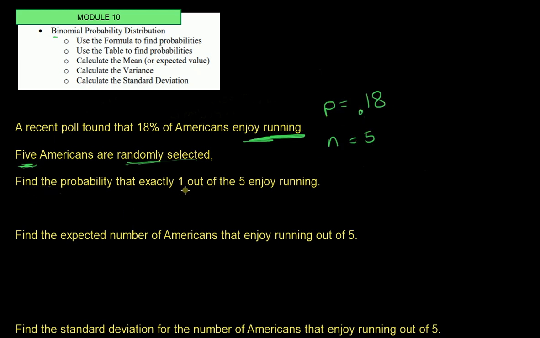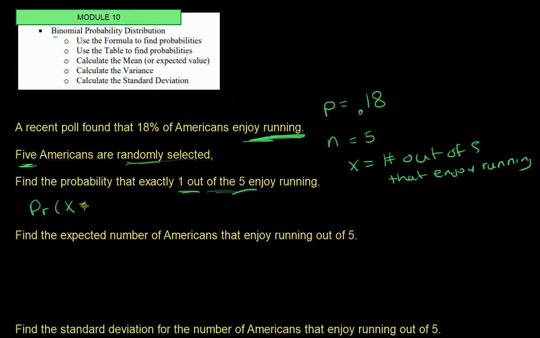Find the probability that exactly 1 out of the 5, so that means 1 out of this n equals 5 enjoy running. Okay, so when we see 1 out of a certain number, that's also a hint that this is a binomial probability distribution function. Okay, so what we want to try to find right now is the probability if I let x be the number out of 5 that enjoy running. Alright, what I want to know is the probability that x equals 1, exactly 1.